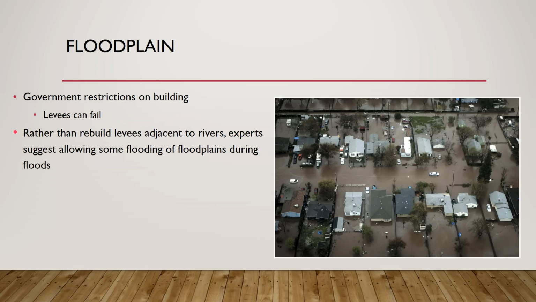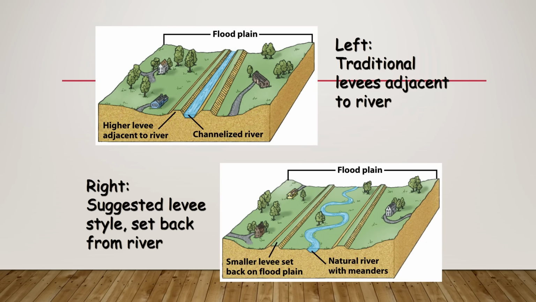But we've learned some lessons. All right, because levees can fail, and when levees fail, then we run into some really nasty situations where we get some really catastrophic floods. People die, property damage, billions and billions of dollars lost to the economy. It's bad news.